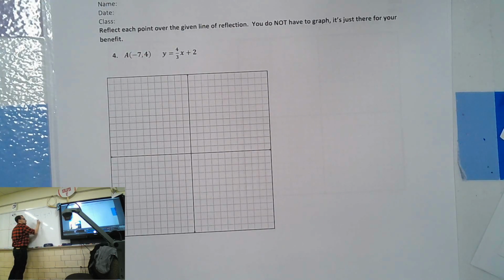6 thirds. Right? And check your answer. Is 6 divided by 3 2? Yeah. So we didn't change it, we just made it look different.